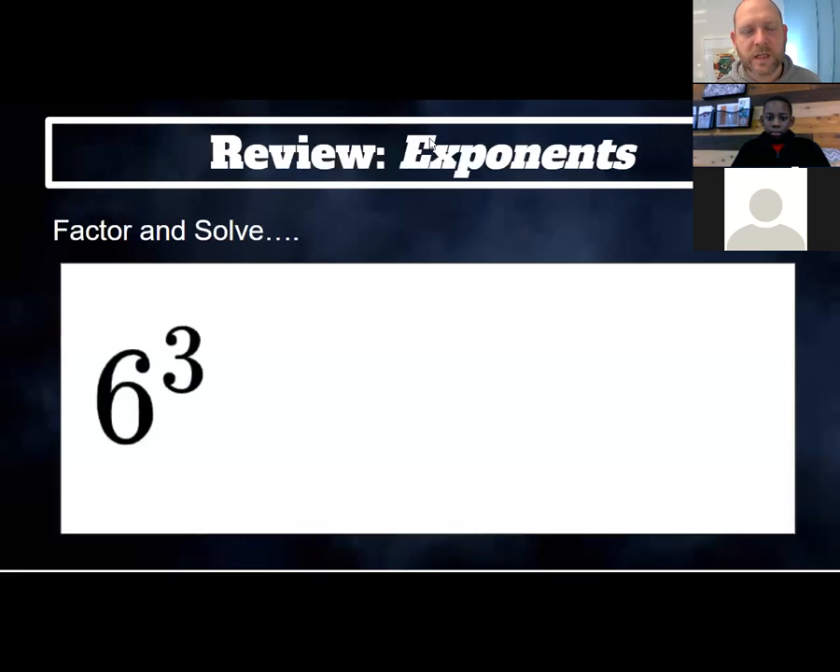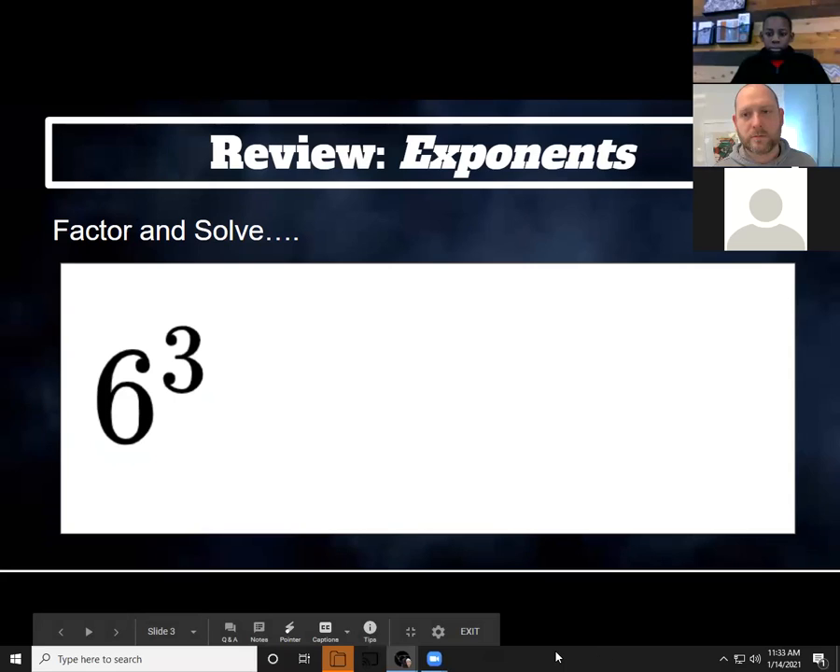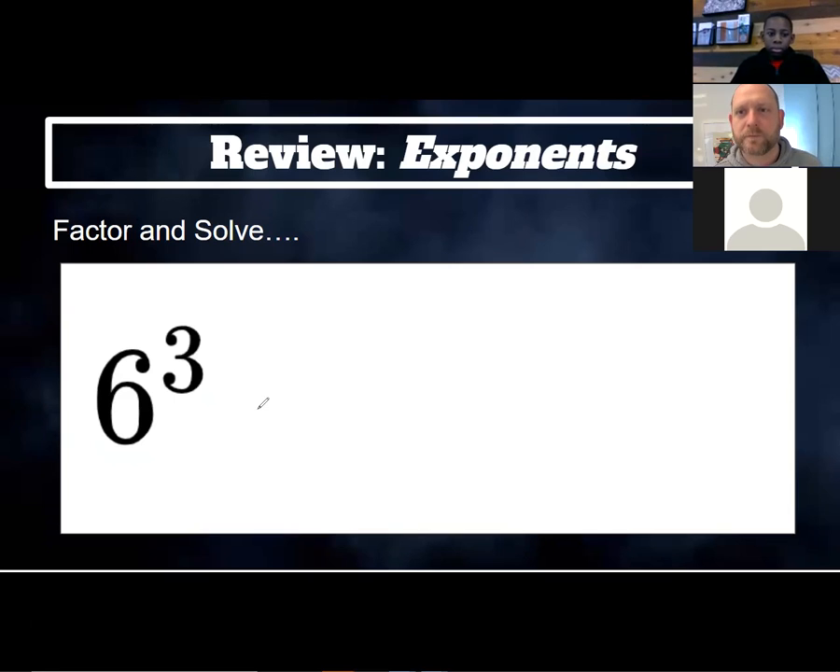All right, so first things first, factor and solve. So who can help me out? Use your hand up button. Who knows how to factor this guy out to begin with? Avery, what does it look like when I factor this out? Six times 6 times 6. You got it. To factor just means to write it down as multiplications. We'd have 6 times 6 times 6, and then you can just run that out.